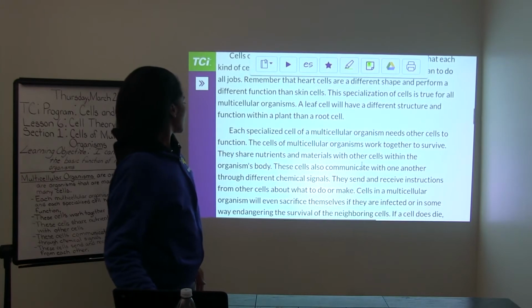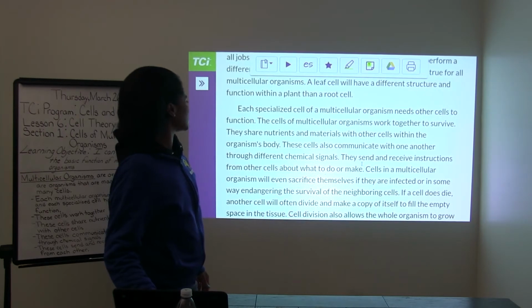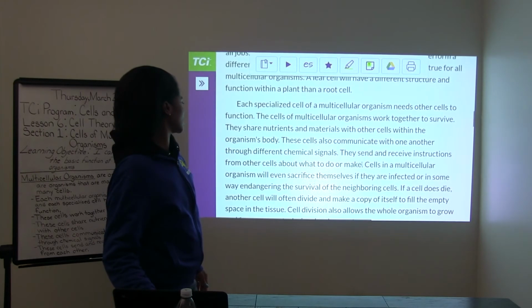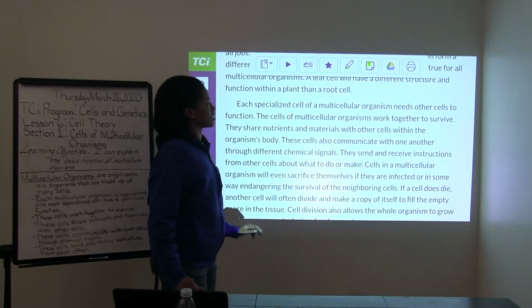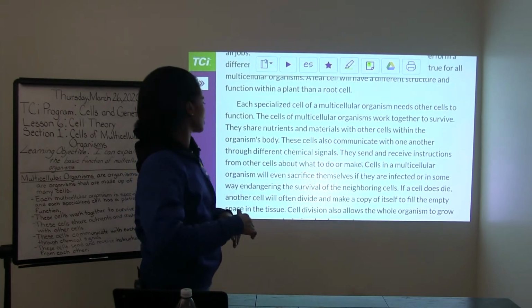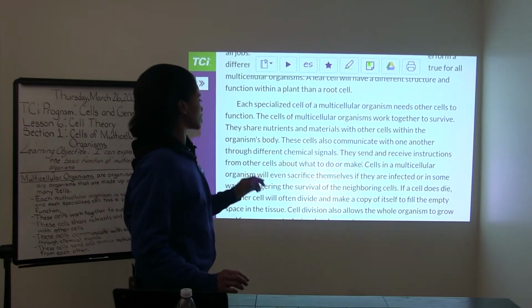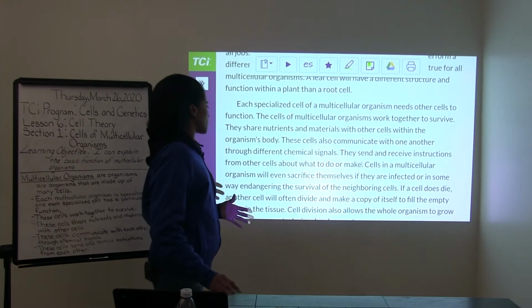Each specialized cell of a multicellular organism needs other cells to function. The cells of multicellular organisms work together to survive. That's one takeaway. They share nutrients and materials with other cells within the organism's body.